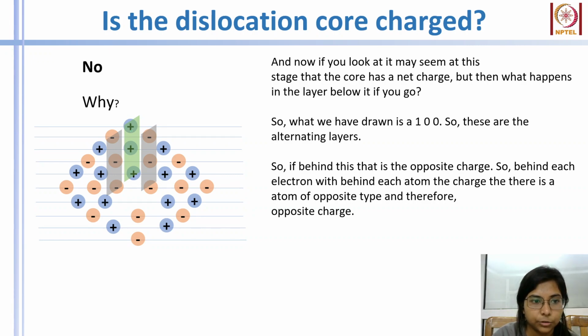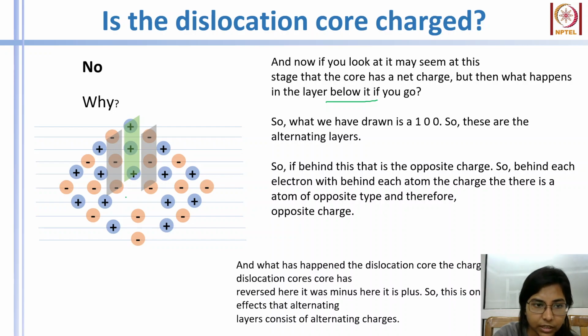Looking from this 100 direction, it may look like the core has a net charge, but what happens in the layer below it? So here we have what we have drawn, a 100. These are alternating layers, right? Now behind this is the opposite charge. So behind each atom that is charged, there is an atom of opposite charge.